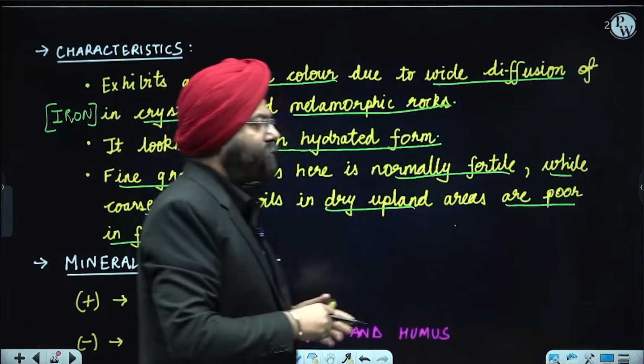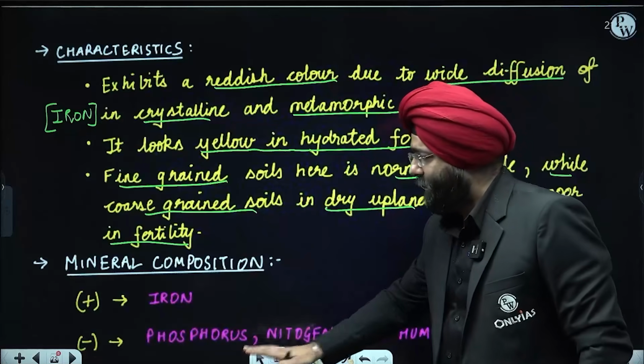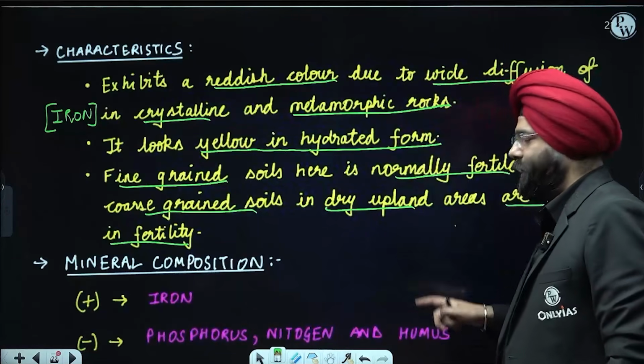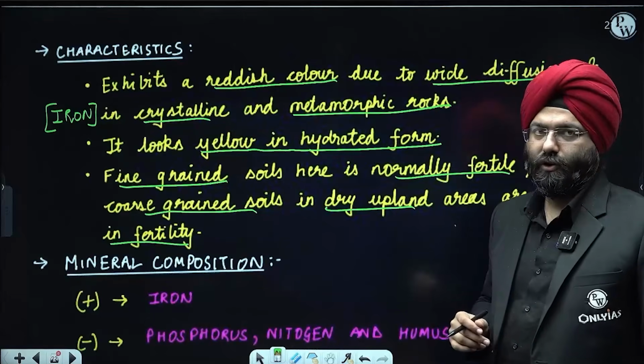What is the mineral composition that is associated here? If you see, it is rich in iron, but it is deficit in phosphorus, nitrogen, and humus. Again, this can be asked in your papers. You should know the mineral composition.